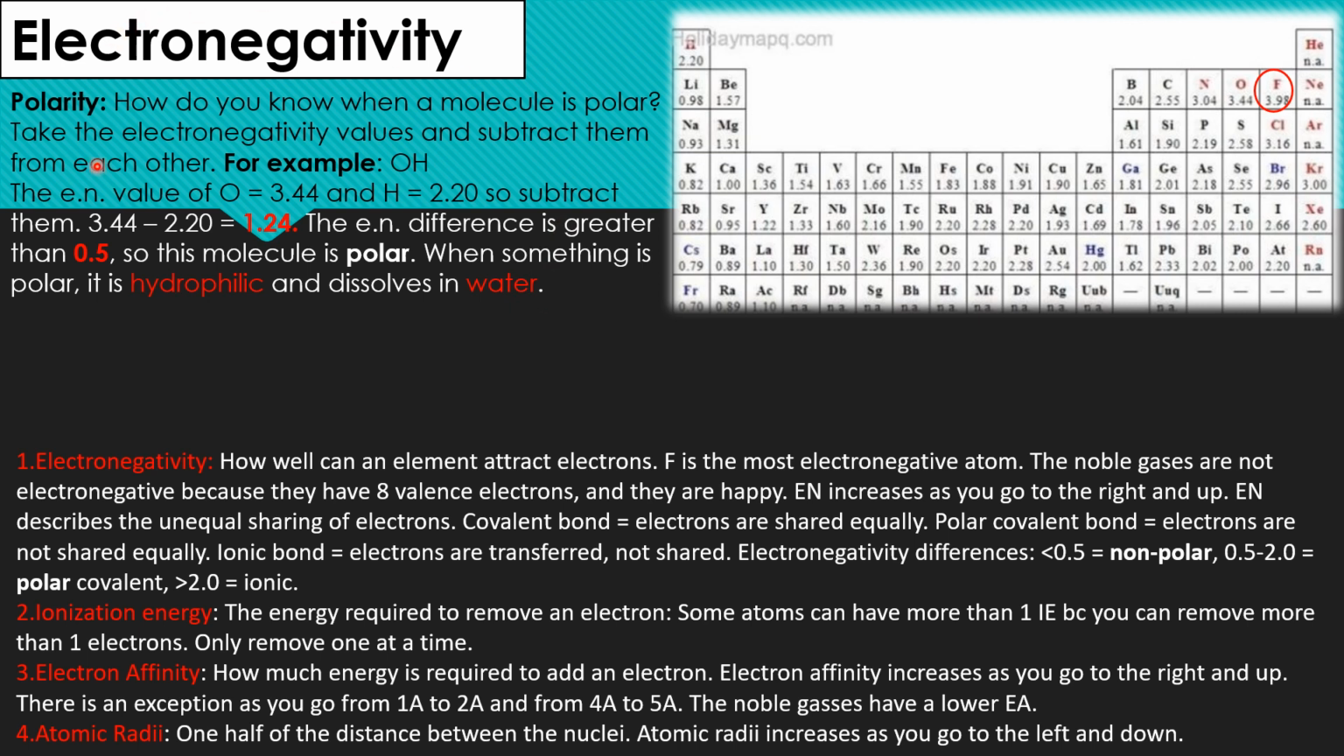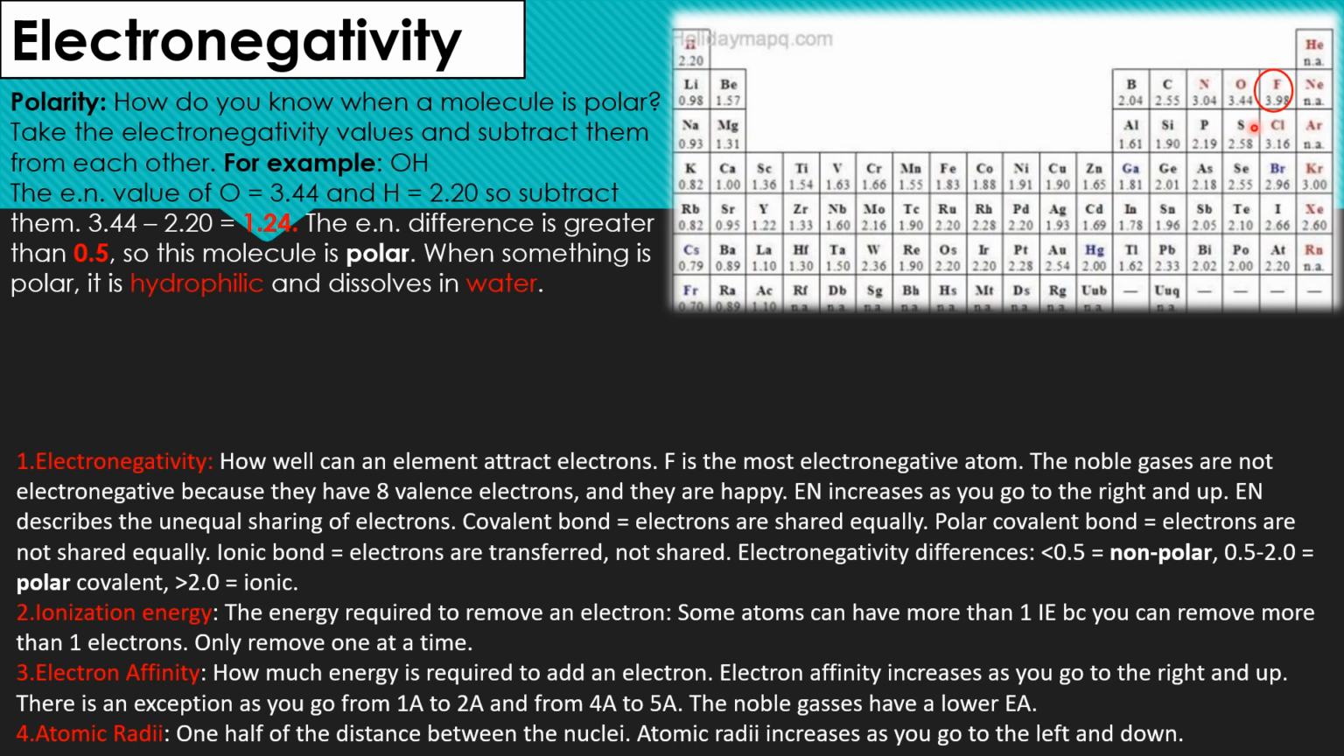Okay, so then I have a little example up in the top left-hand corner for polarity. How do you know when a molecule is polar? So all you do is you take the electronegativity values and you subtract them from each other. For example, one that we see a lot is a hydroxyl group. So you have an oxygen atom and you have a hydrogen atom.